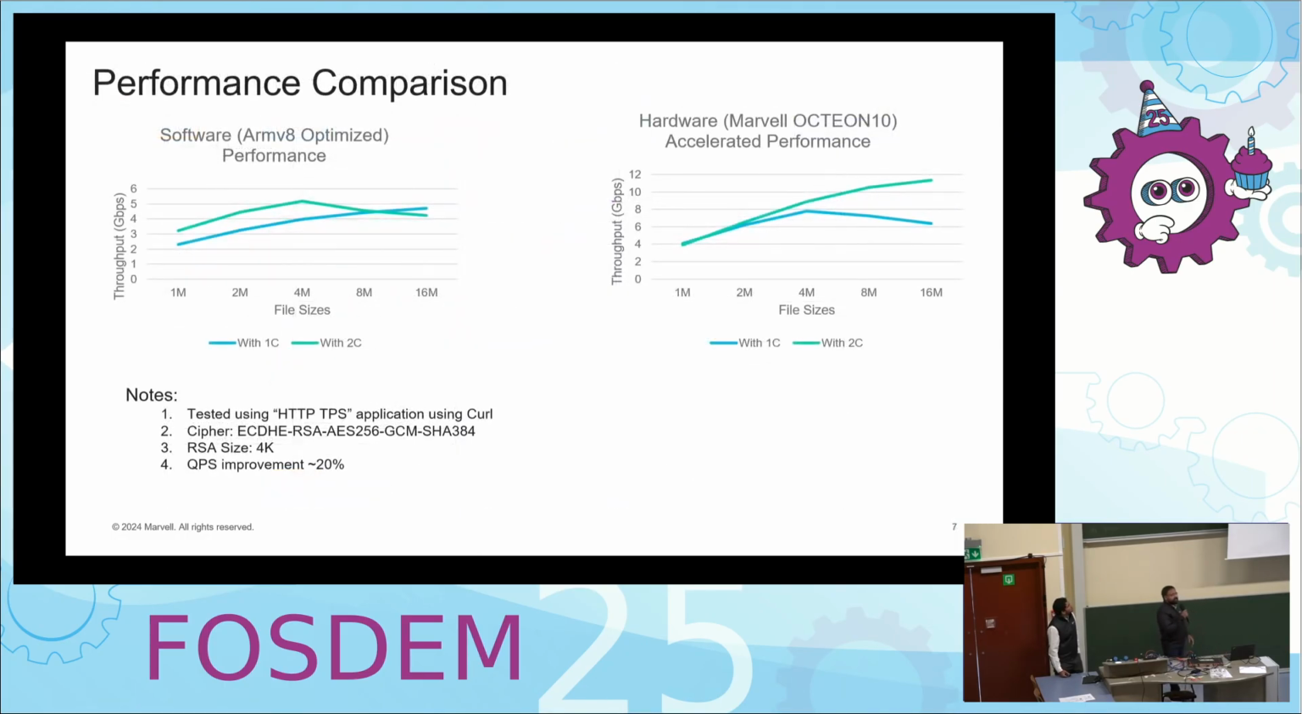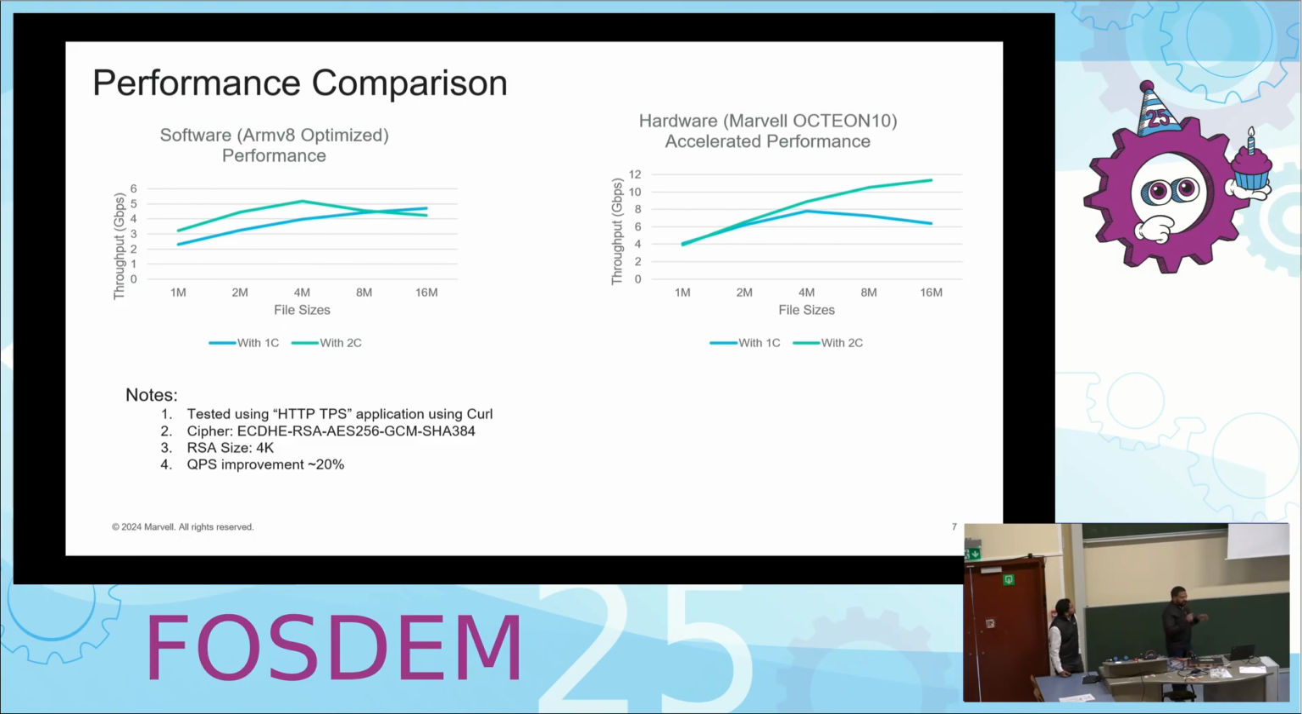Yeah, these are the performance comparison numbers which we have captured with the software and with the hardware acceleration. On the left hand side we can see we have tested with 1 and 2 cores with different file sizes. On the right hand side we can see the hardware accelerator performance. The test setup is a simple DUT which is connected back to back to a traffic generator, where it sends the packet and it gets the encrypted or decrypted packet outside.